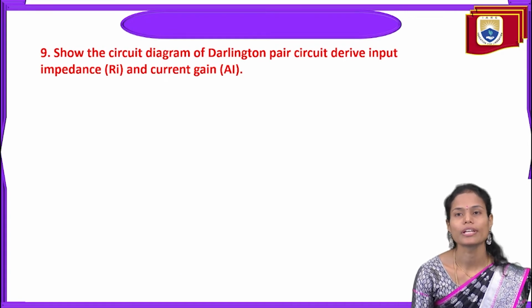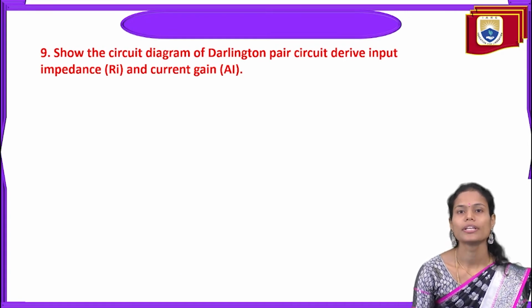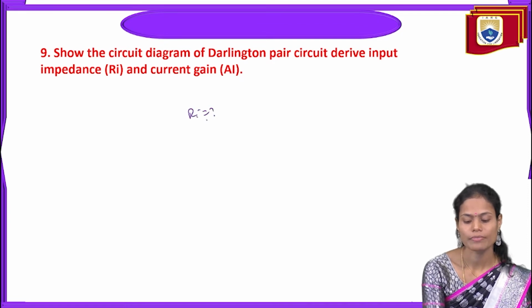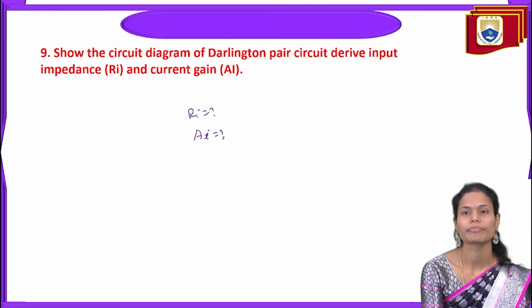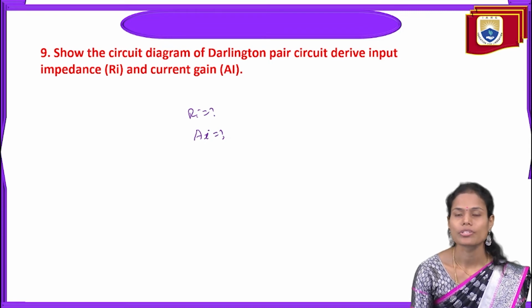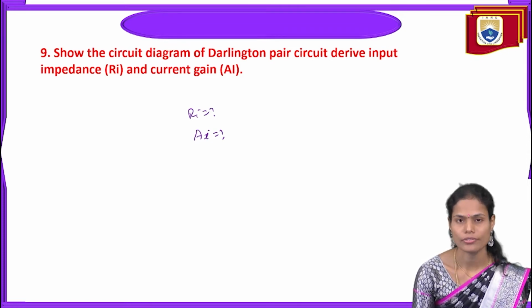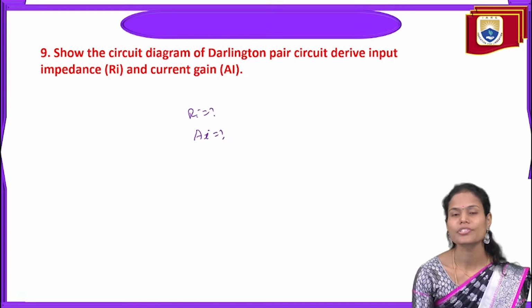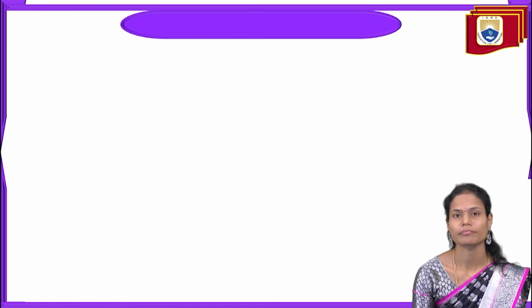And next, show the circuit diagram of Darlington pair circuit. Derive its input impedance as well as current gain here. See, this particular question we already discussed in the previous slide. We need to construct the Darlington pair by utilizing two different transistors, and we need to explain the operation of that one, and we need to find the input resistance as well as the current gain of Darlington amplifier. Each and every point we need to explain in detail because it is a long answer question.